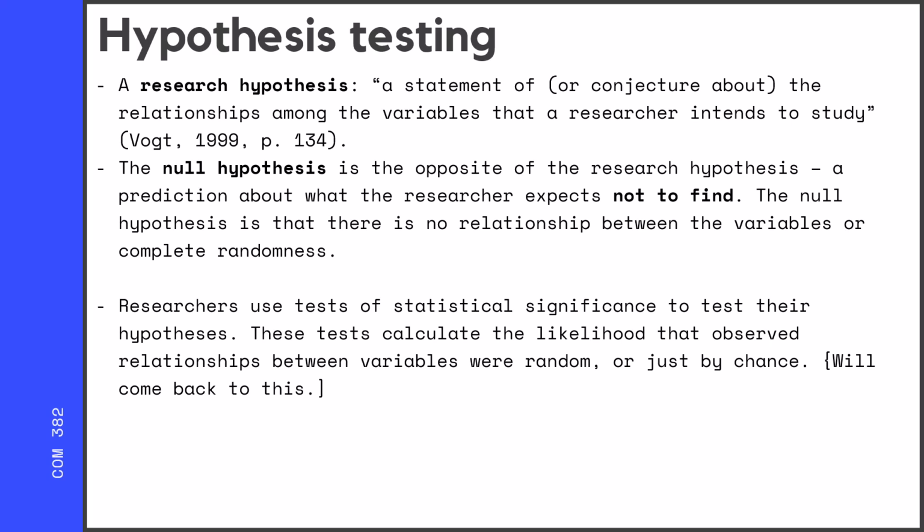Okay? Researchers use tests of statistical significance to test their hypotheses, and these tests calculate the likelihood that the observed relationships between variables were random or just by chance. Did this just happen just because? So the null hypothesis is saying that there's no relationship, okay? The research hypothesis says there is a relationship.